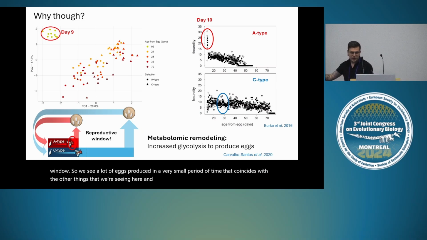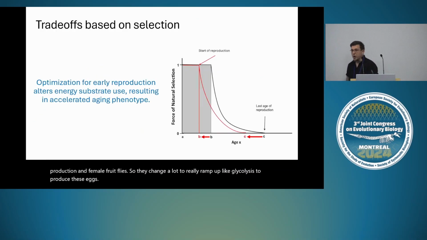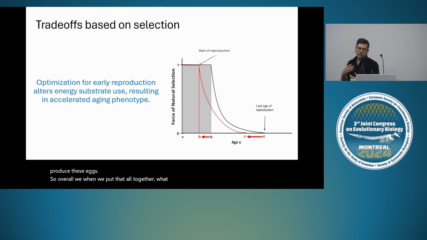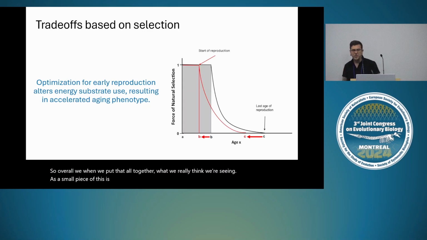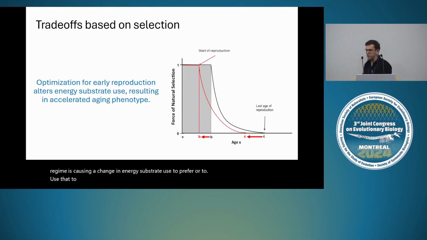And then other work also has found that there is some pretty significant metabolic remodeling involving glycolysis when it comes to egg production in female fruit flies. So they change a lot to really ramp up glycolysis to produce these eggs. So overall, when we put that all together, what we really think we're seeing as a small piece of this is that this optimization for early reproduction from the selection regime is causing a change in energy substrate use to prefer or to use that to produce lots of those eggs really, really quickly, right? So we think that's the big trade-off there.